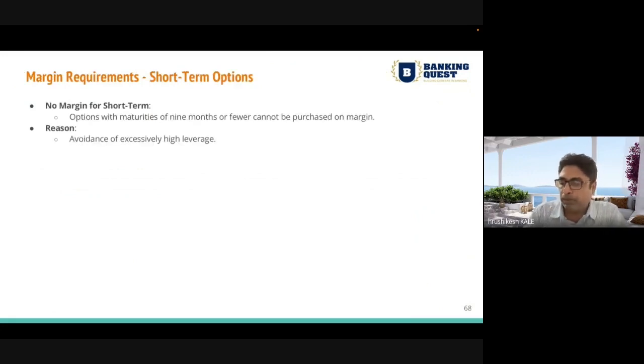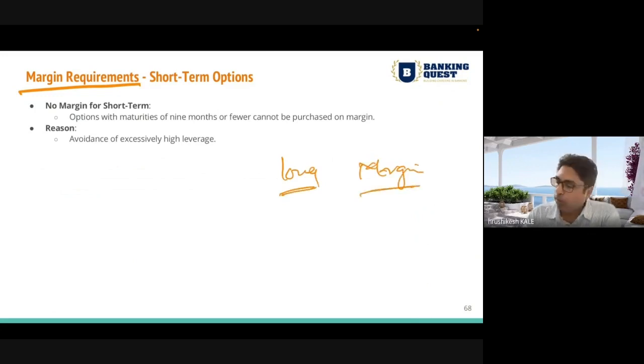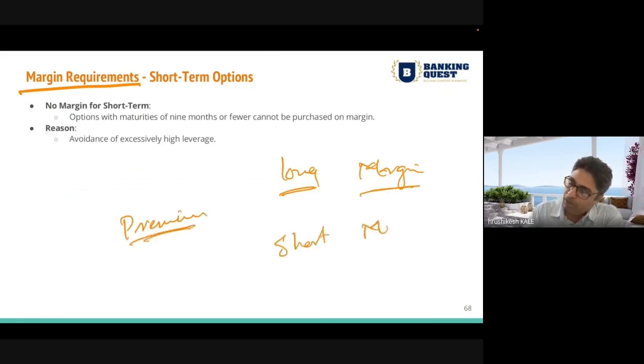Margin requirement, yes, you know that. Basically, if you are in a long position, you do not require margin, because your maximum loss is equal to the premium. But if you are in a short position, you are required to keep the margin.